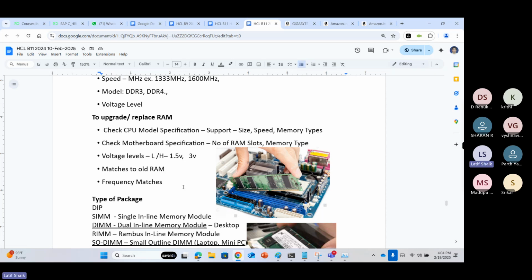Another one is your motherboard. On the motherboard, there is a number of slots. If already 2 slots are filled and I don't have any free slot, and now I want to add extra RAM, I can't put it in. Okay. For example, if I have 4 RAM slots, I can put up to 4 RAMs inside, so I can increase my RAM capacity.